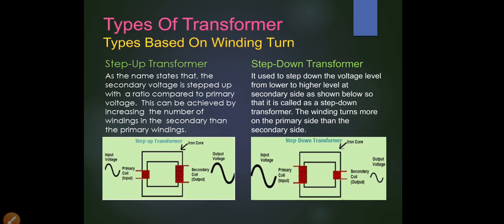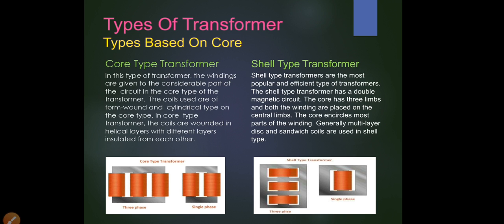It is application oriented. It is used in rectifying circuits, half wave, full wave and bridge rectifiers, which are very important for electronics and communication engineering. So this is the source for producing low voltage levels in engineering circuitry. So this is about the types of transformers on the basis of the windings.